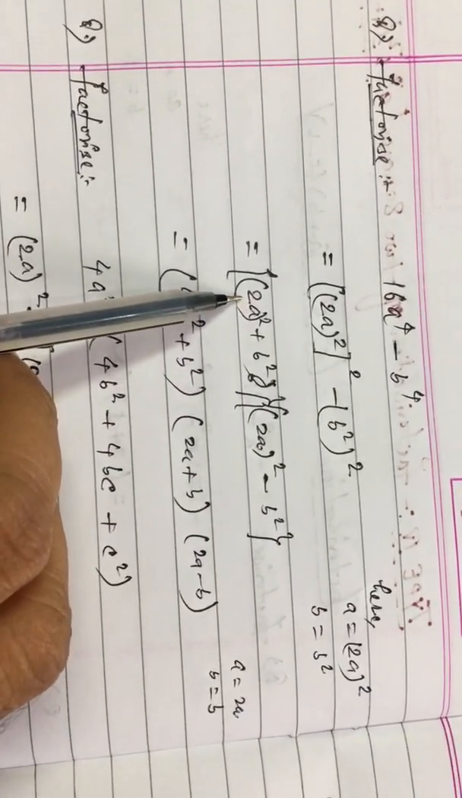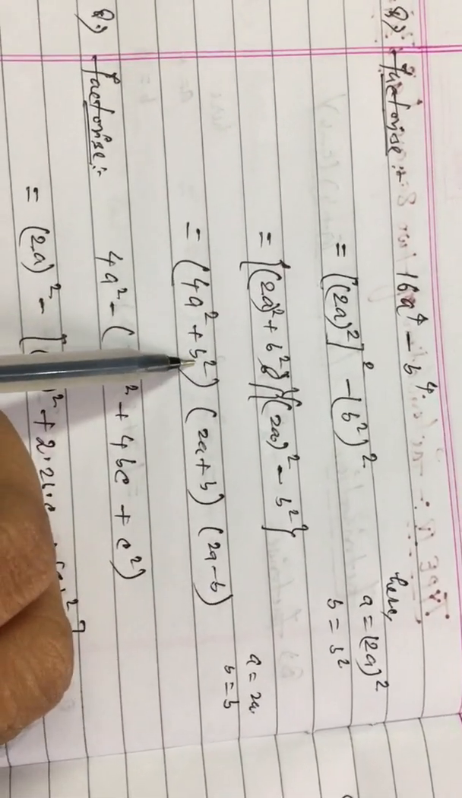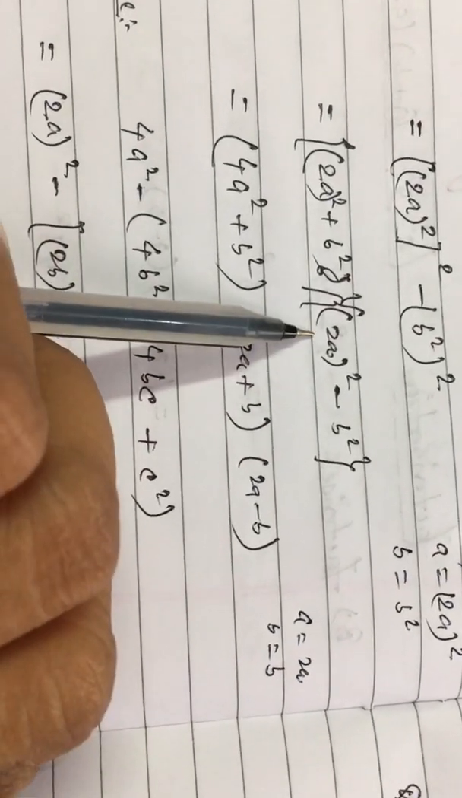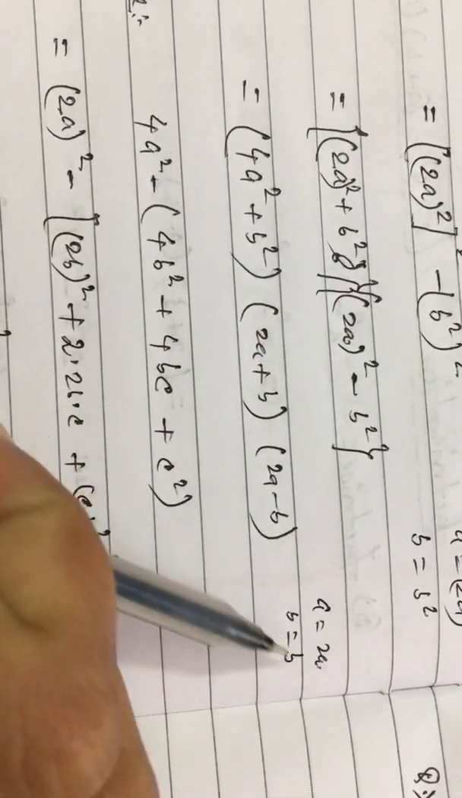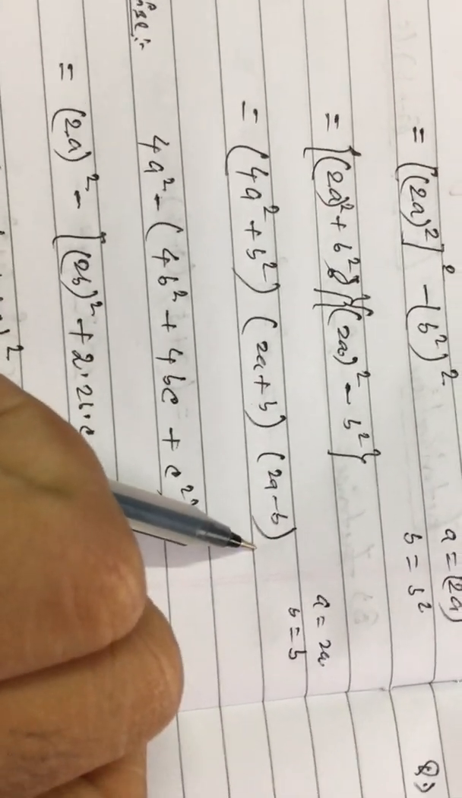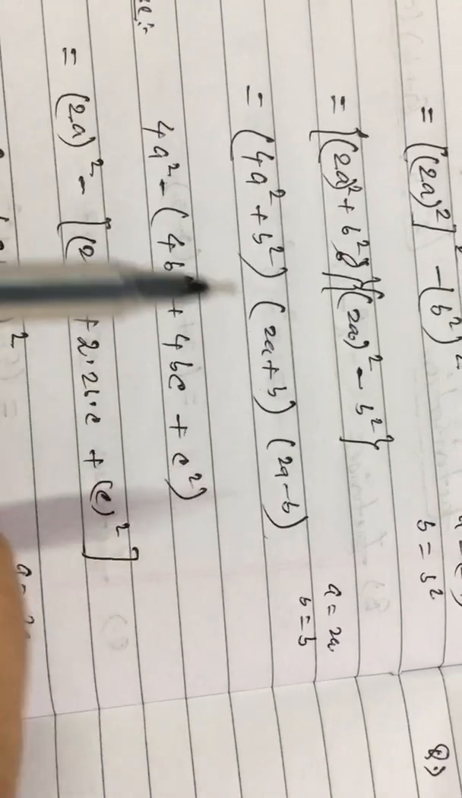So find out the square of 2a, that is 4a square plus b square. And now again we have to apply the formula here. A is 2a and b is b. So applying the formula, a plus b and a minus b. So this is the final answer.